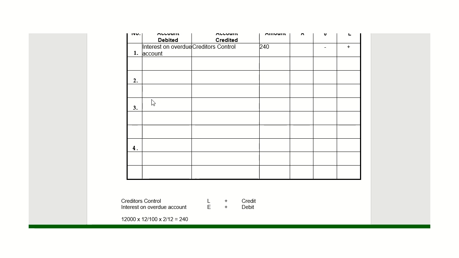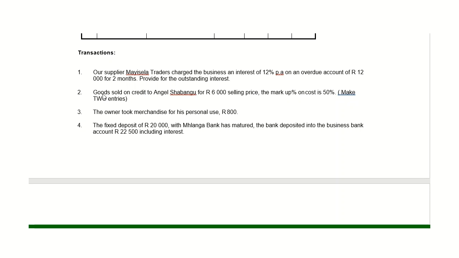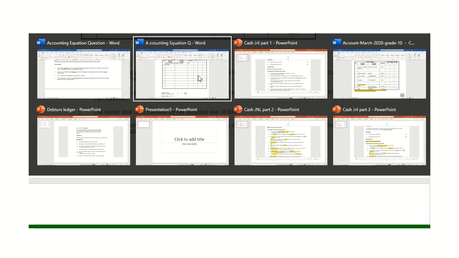Let's look at the next one. Goods sold on credit for 6,000. Selling price, the markup is 50%. You must make two entries. Why do they say that? For sales, there's also always the sales transaction plus then the cost of sales. So let's look at the accounts and the transactions.